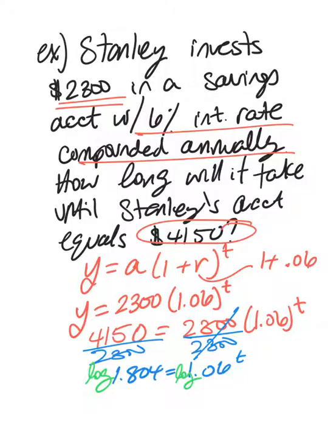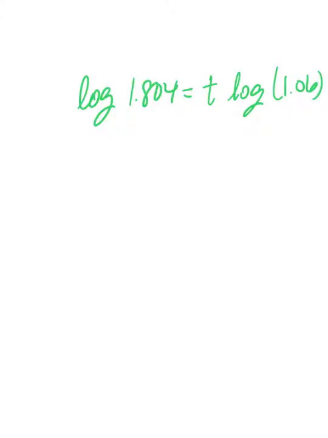And what happens is you have log of 1.804 equaling, and the t comes to the front, times log of 1.06. Now you still have to get the t by itself. So you're going to divide by log of 1.06 on both sides.